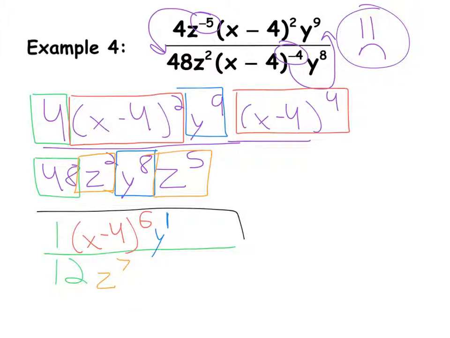So my final answer, right, we have one reduced fraction. We have one of the expression x minus 4. We have one y term, and we have one z term. I call that a job well done, ladies and gentlemen.